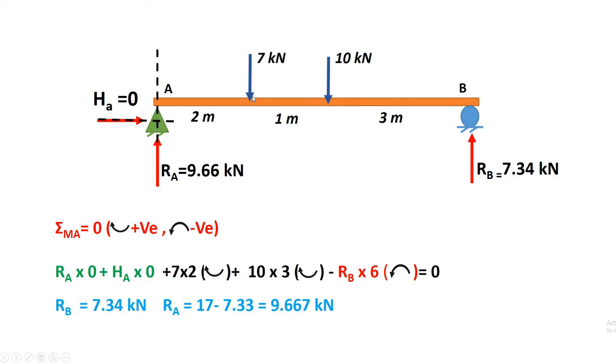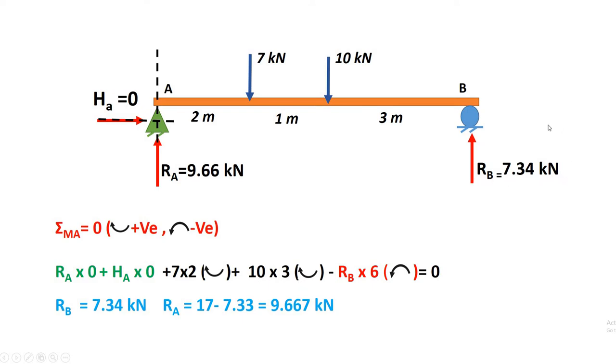Now for the moment of this force about A, remember our reference point is A, so you have to take the distance of that particular force from point A only. So 7 into 2, and the nature of the moment is clockwise, so it is positive. Now the moment of this 10 kilonewton force: the distance from A is 2 plus 1, that is 3, and the nature of the moment is clockwise. So 10 into 3 clockwise.